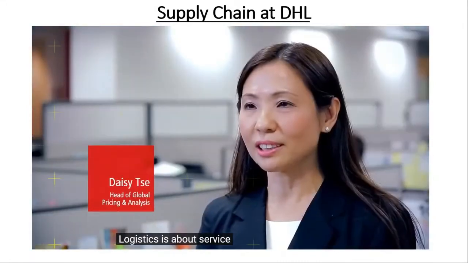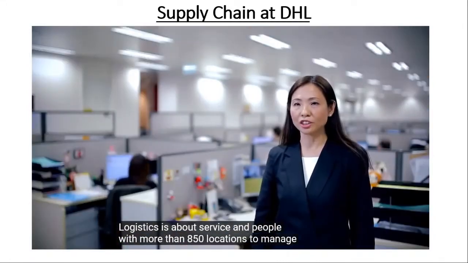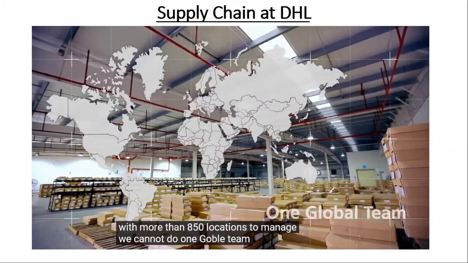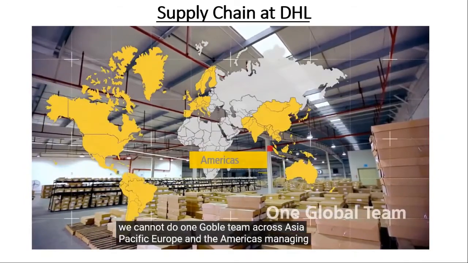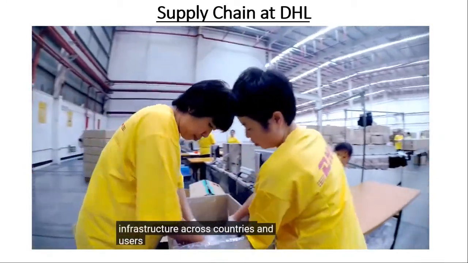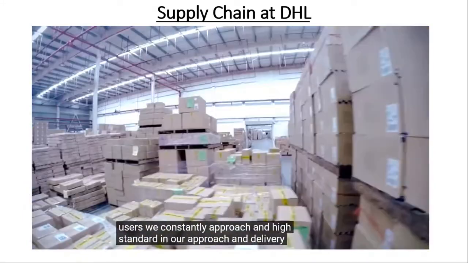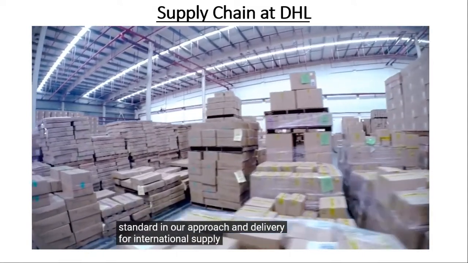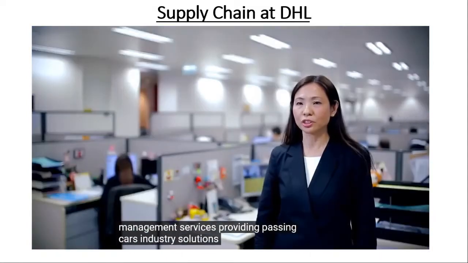Logistics is about service and people. With more than 850 locations to manage, we connect through one global team across Asia Pacific, Europe, and the Americas. Managing vast differences in culture and infrastructure across countries and regions, we constantly uphold a high standard in our approach and delivery for international supply chain management services, providing best-in-class industry solutions to our customers.